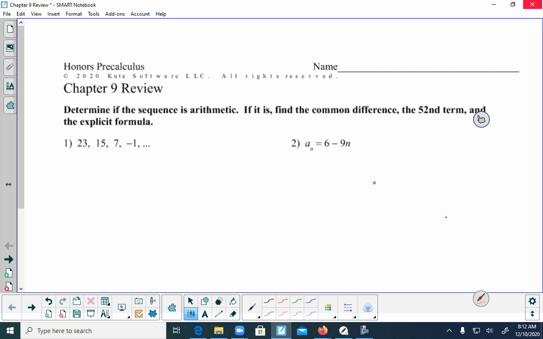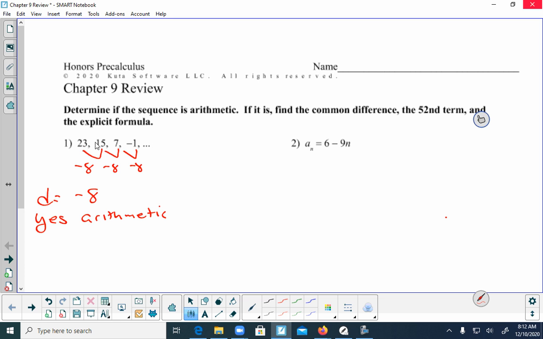So the first two, it says determine if the sequence is arithmetic. If it is, find the common difference, the 52nd term, and the explicit formula. So to do that, remember you take 15 minus 23 and you get -8. 7 minus 15, -8. -1 minus 7, -8. So they have the common difference. So my common difference, which I'm going to notate with a lowercase d, is -8. So I should say yes, it is arithmetic.